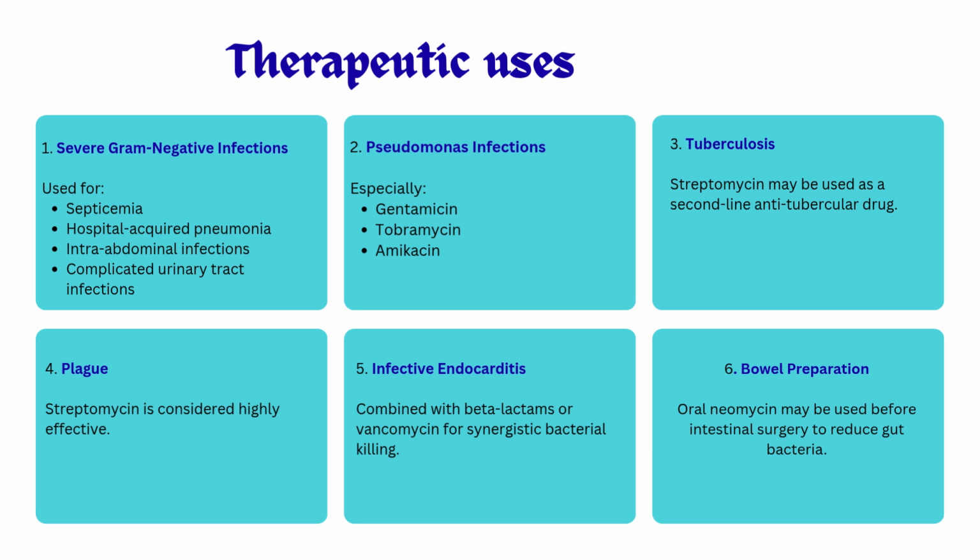3. Tuberculosis. Streptomycin and amikacin may be used as second-line drugs in the treatment of tuberculosis, especially in resistant cases. 4. Plague and tularemia. Streptomycin is considered a drug of choice. 5. Infective endocarditis. Aminoglycosides are used in combination with beta-lactam antibiotics or vancomycin to achieve a synergistic bactericidal effect in infective endocarditis. 6. Bowel preparation before surgery. Oral neomycin is used to reduce intestinal bacterial flora before certain gastrointestinal surgeries.